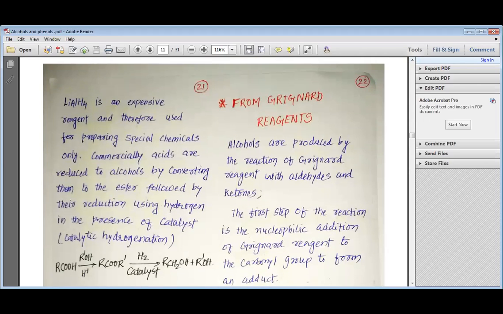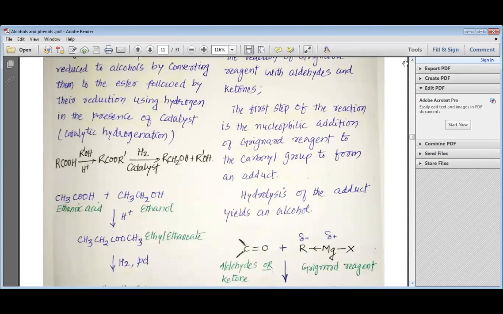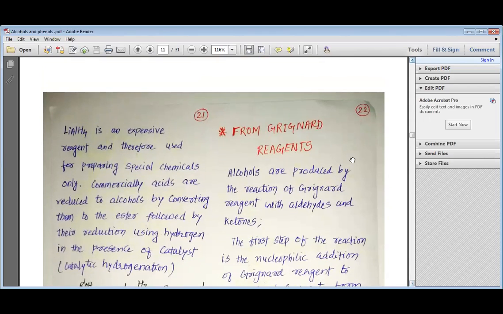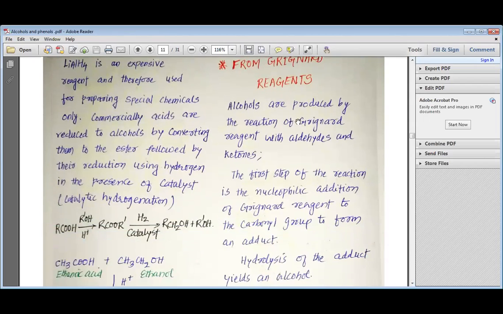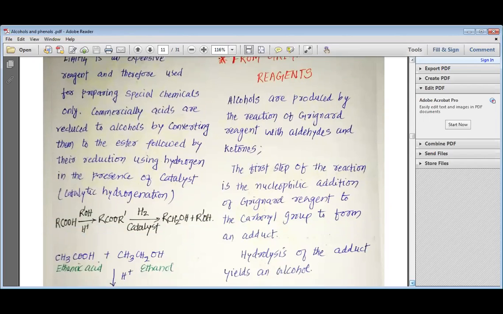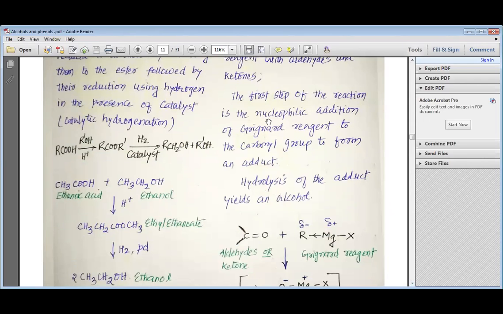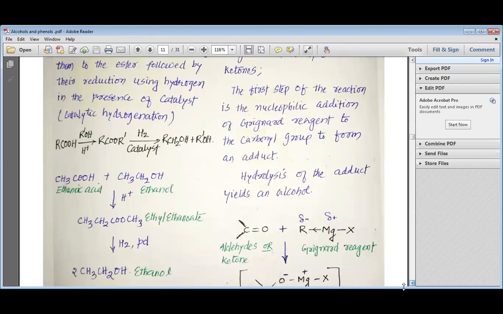Now we shall move to the next one. Let us study it from the Grignard reagent. So this is how, my dear students, the esters are formed from the alcohols. Now we should study about the Grignard reagents. Alcohols are produced by the reaction of Grignard reagent with aldehydes and ketones. The first step of reaction is the nucleophilic addition of Grignard reagent to the carbonyl group to form an adduct. Hydrolysis of the adduct yields an alcohol.